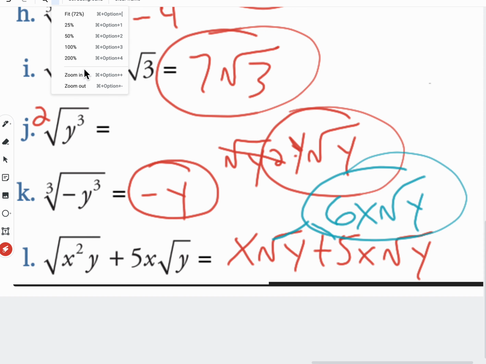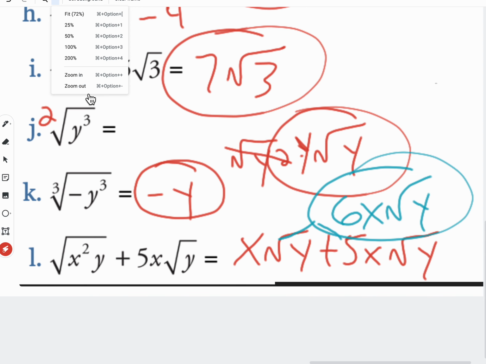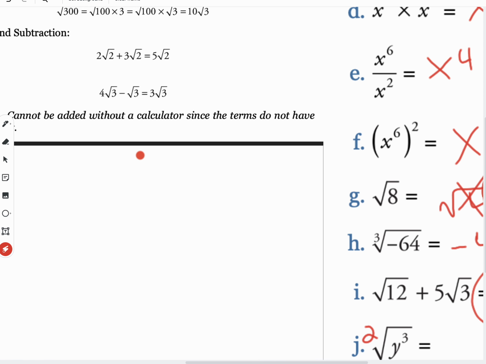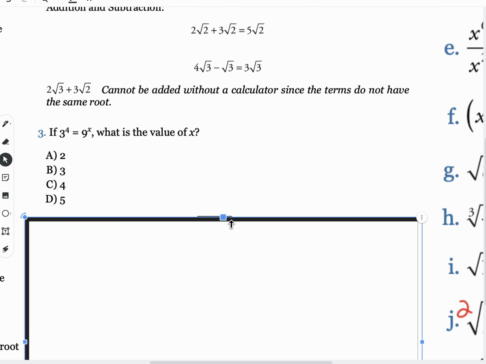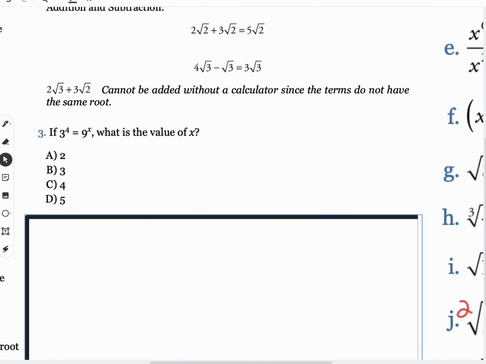Now let's see how this looks on exam day. How might we see these concepts being applied on some test questions, some test problems? Let's take a look at number 3, for example. If 3 to the 4th power equals 9 to the x power, what is the value of x? Here the question is asking for the value of a variable in an equation involving exponents, so we'll go back to our exponent rules. When we're given equivalent exponent terms, by the way, with different bases, we can rewrite the exponent terms using the same base.